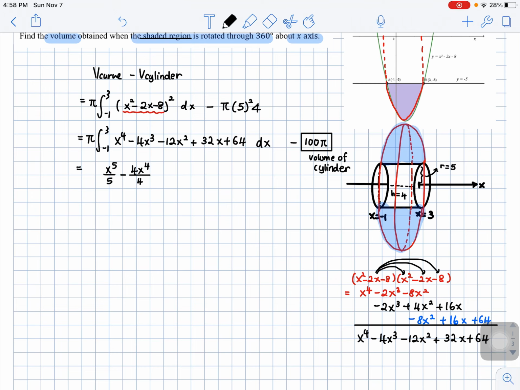Increase the power by 1, divide by the new power. Input your limits. See, we can modify all this here. It's just x power 4 and then 4x cube, and then this is just going to be 16x squared. This will make your substitution easier. Pause the video and then you do the substitution on your own.